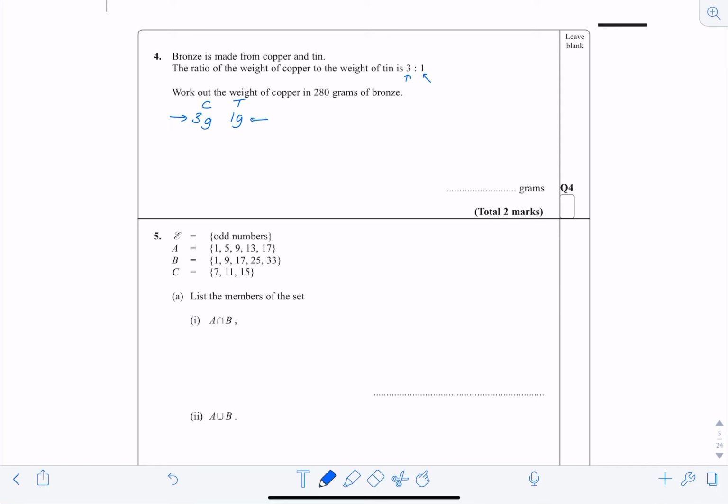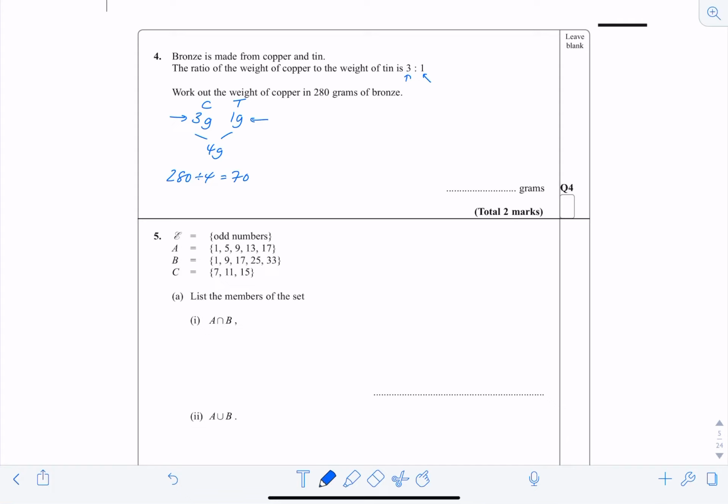Now, this is the simplest amount that I could do. Of course, those could be kilos, they could be tons, they could be anything, but I make sure that the numbers are the same. I know it says 280 grams of bronze. Well, together those combined make 4 grams. So how many 4 grams goes into 280 grams? Get out my calculator of power. 280 divided by 4 is 70.